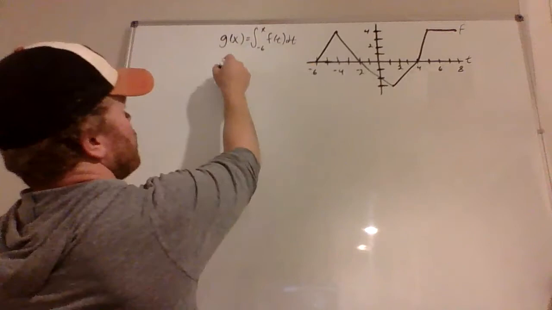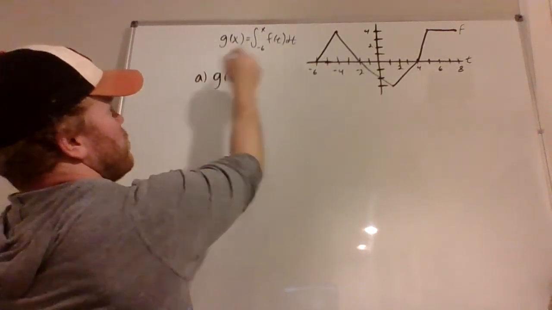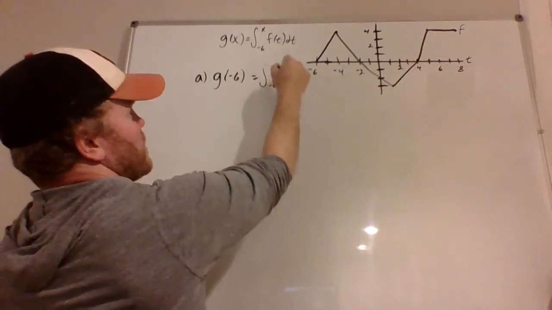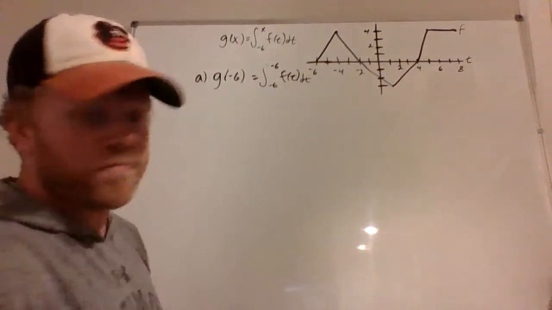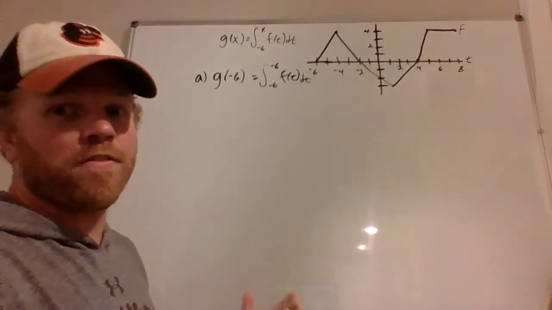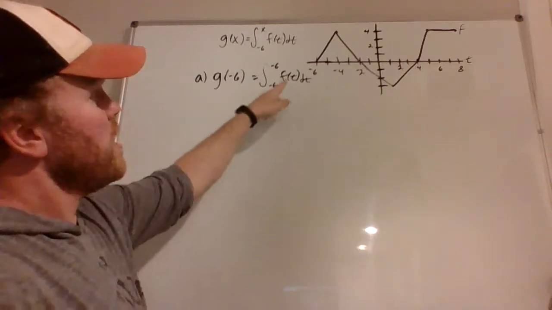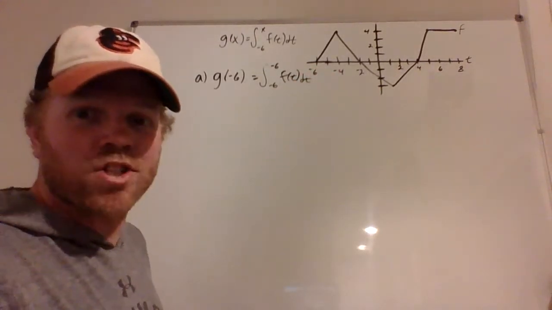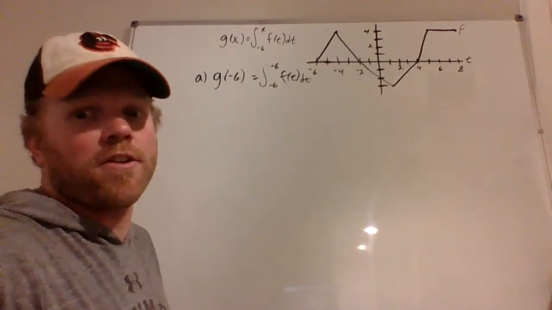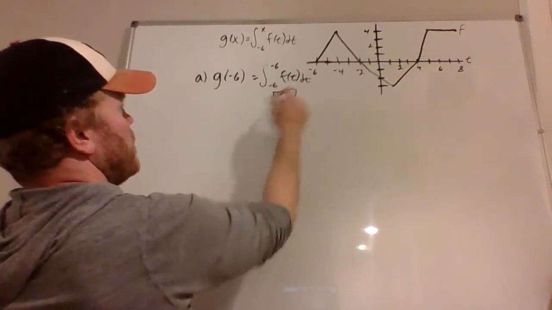So when it asks you to do g of -6, it is effectively just asking you to do the integral from -6 to -6 of the graph of the function they gave you. So you basically just want to find the area between the curve and the x-axis when you start at -6 and go to -6, which is kind of strange because that is no area. There is no space from -6 to -6, so that's just a 0.